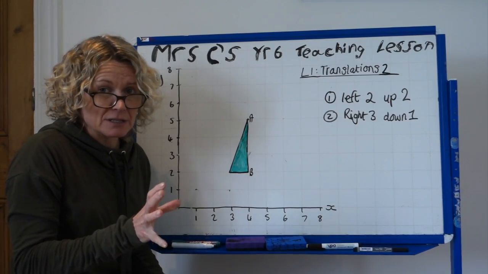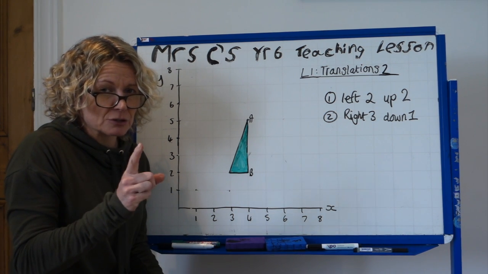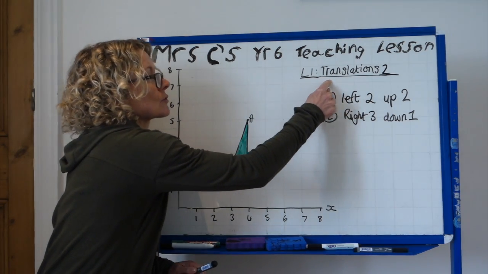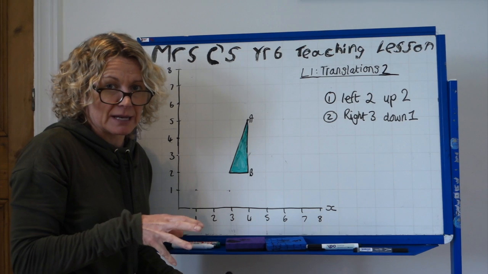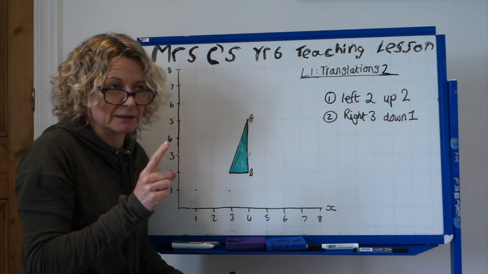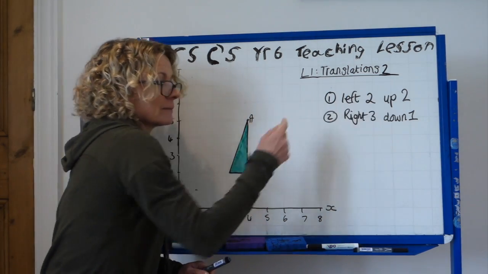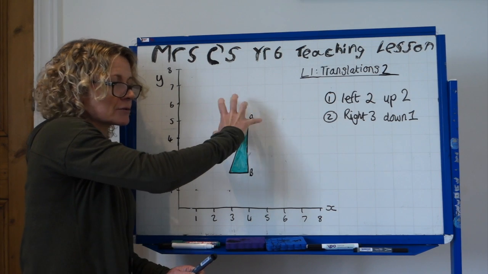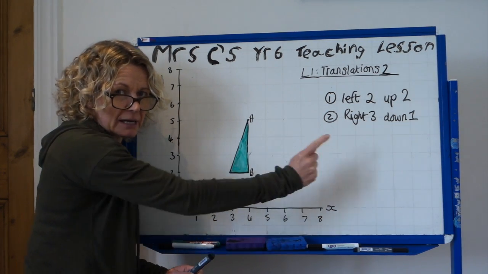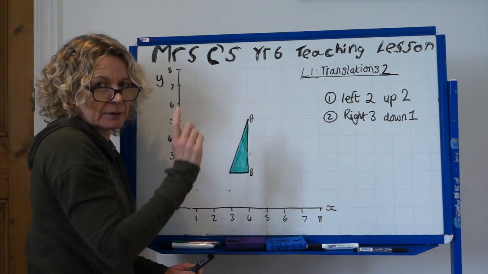So hopefully you did okay with yesterday's work. It was tricky. So just to recap, today we are doing the learning intention of translations again. I thought we'd do another lesson on it because it's quite hard to get your head around in one day, okay? So we're going to have another go. Translation means you do not rotate or flip your shape, you slide it. Translate means you are sliding this shape, okay?